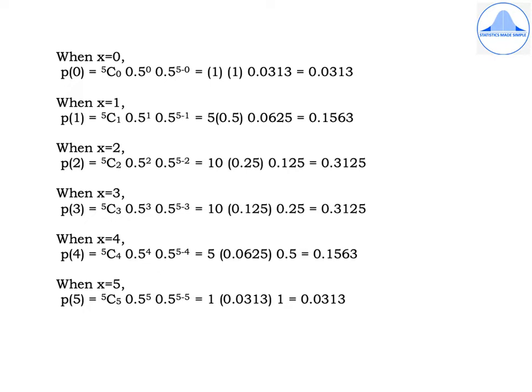When x is equal to 5, P of 5 is 5C5, 0.5 to the power 5, 0.5 to the power 5 minus 5, which is 1 into 0.0313, and you know that 0.5 to the power 0 is 1, which is equal to 0.0313. Now observe that the probabilities are symmetric. We know the property that for the binomial distribution, when p is equal to 0.5, the distribution is symmetric. So we observe that the values of the probabilities at the beginning and at the end are the same.